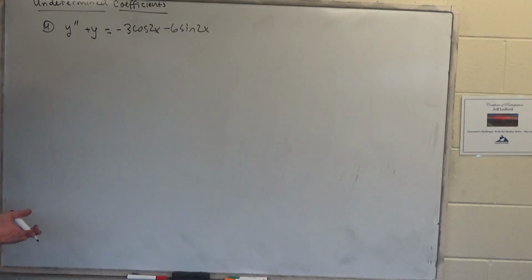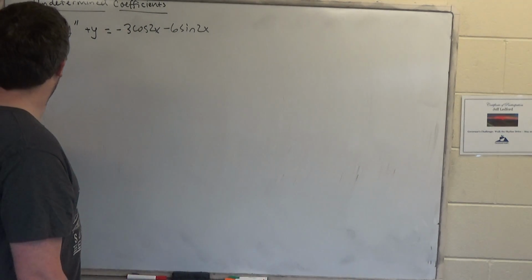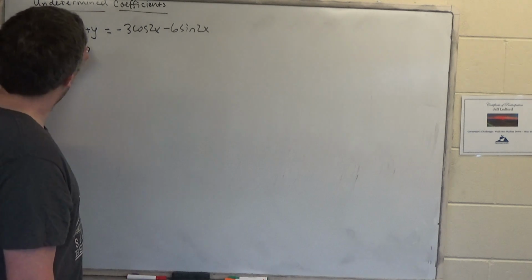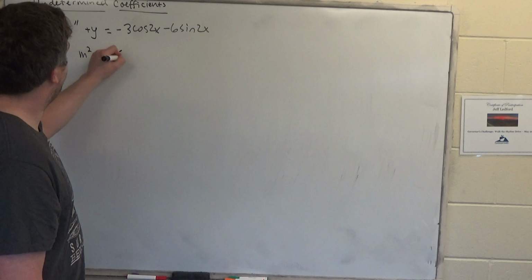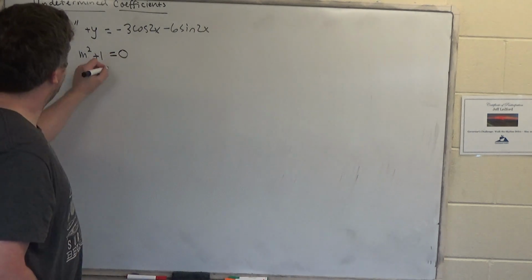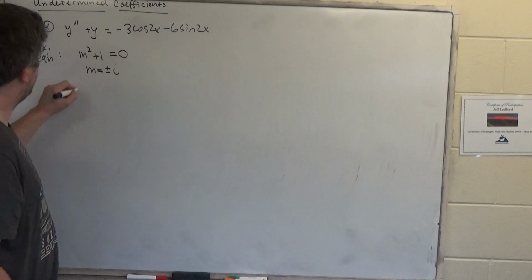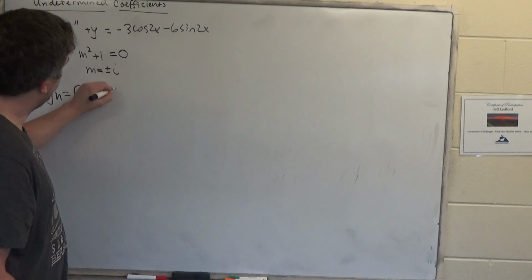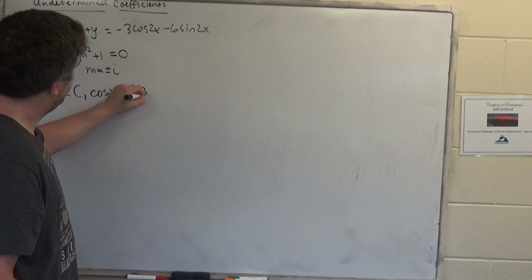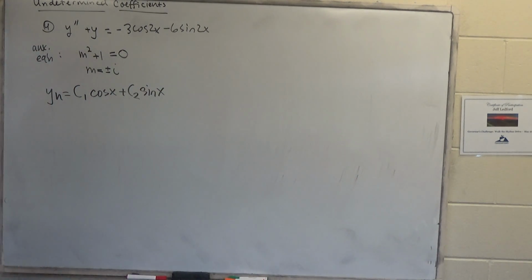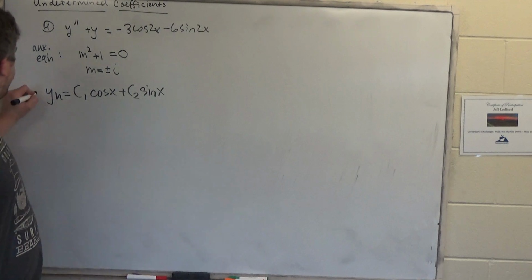And to start, what we're going to do is again find the homogeneous solution by using the auxiliary equation. In this case, I just get m squared plus 1 equals 0. So m is plus or minus i, which tells us that the homogeneous solution is c1 cosine x plus c2 sine x. Now the next part, so I found the homogeneous solution.